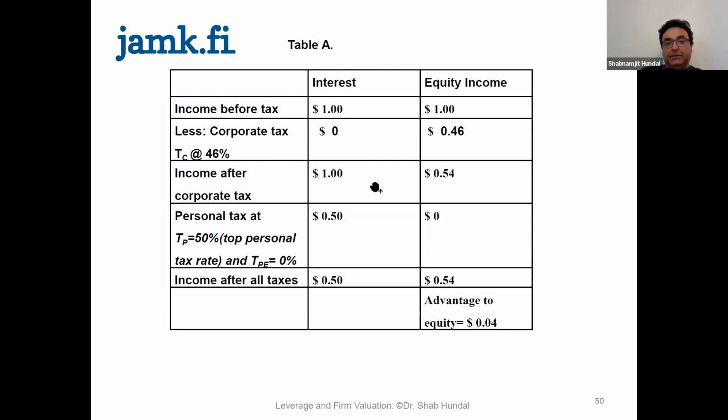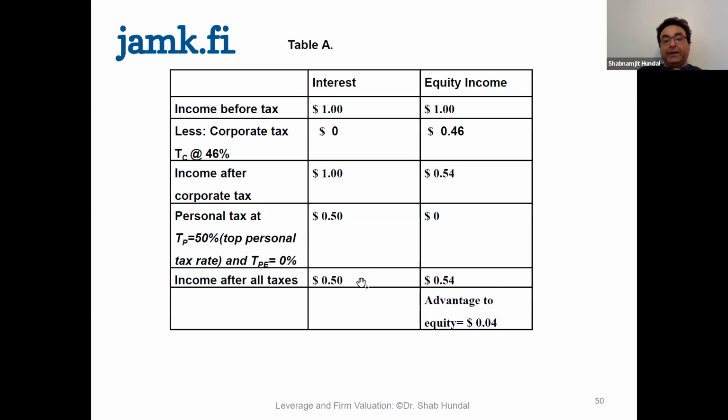Corporate tax burden. The interest income is more, equity income is less. But here comes the anticlimax: the personal income tax on the interest income is 50%. It means that out of one, you are only left with 50 cents. But here, just imagine that the personal income tax on equity is zero, nothing. So you get 54. So at the end of the day, after getting grilled by the corporate tax rate and the personal income tax rate, the equity income holder may be having more money than the debt holder.